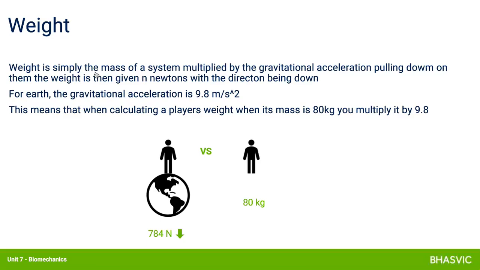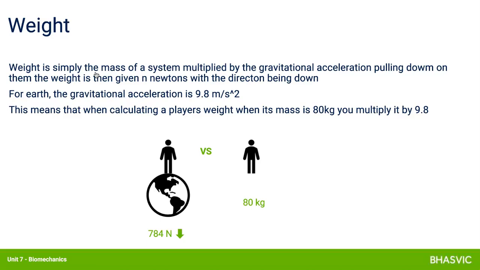So gravitational acceleration just means the force of gravity acting down on an object. For Earth, the gravitational acceleration is 9.8 meters per second squared, whereas on other planets, there is a different gravitational acceleration. However, we don't need to learn about that, as athletes only take part in sports on Earth, funnily enough.